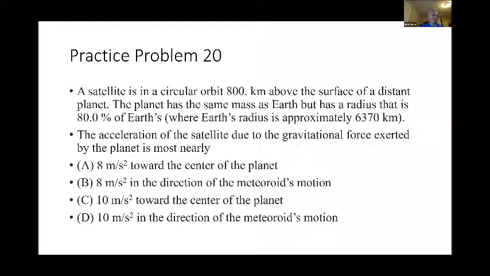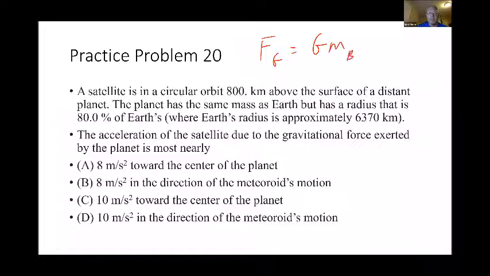All right, this one. A satellite is in a circular orbit 800 kilometers above the surface of a distant planet. The planet has the same mass as Earth, but a radius that is 80% of Earth's. The acceleration of the satellite due to gravitational force exerted by the planet is most nearly. So again, think of the force of gravity equation.